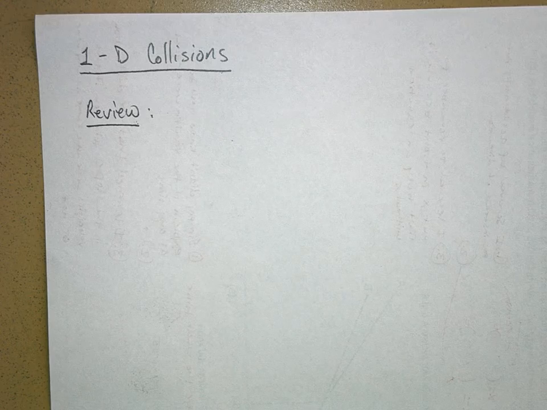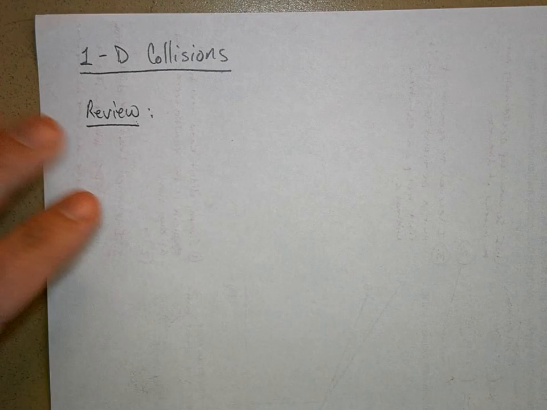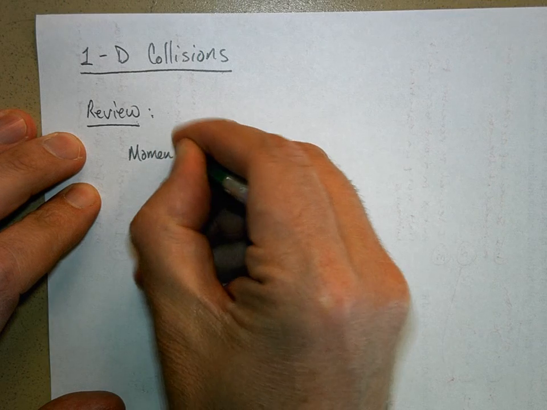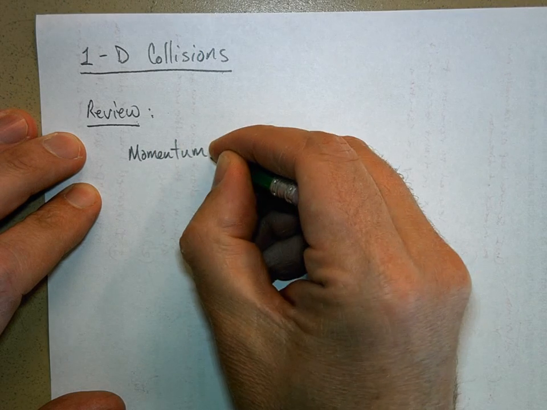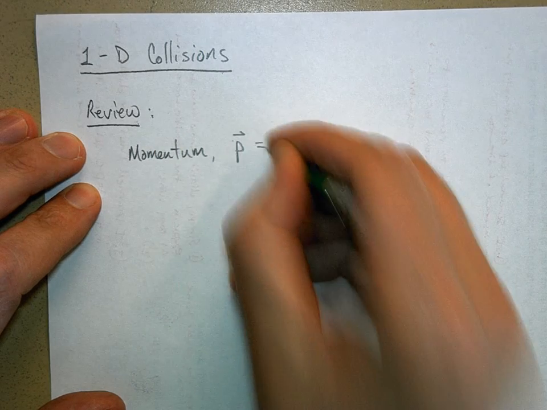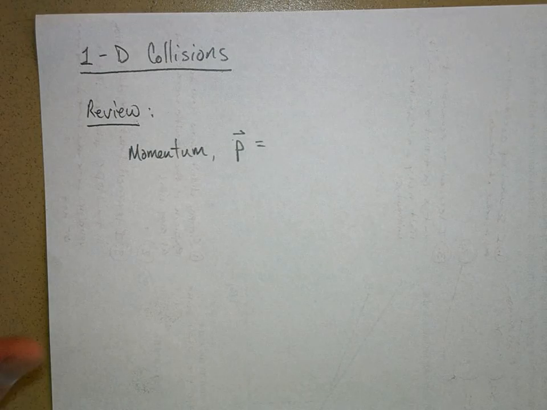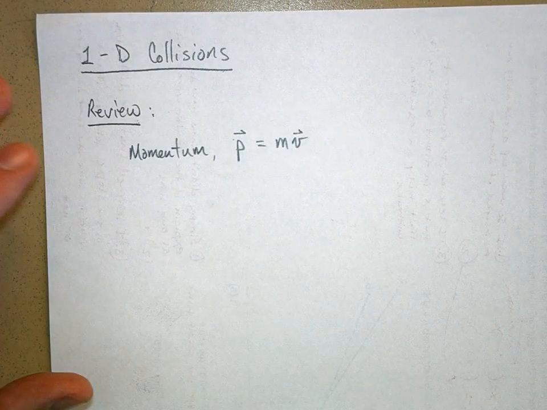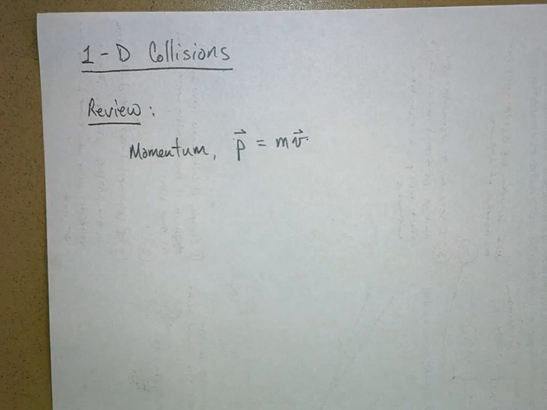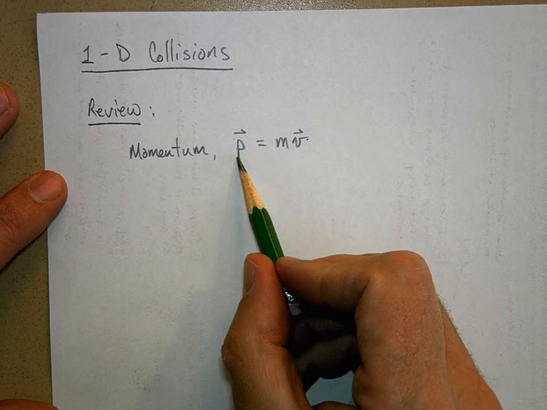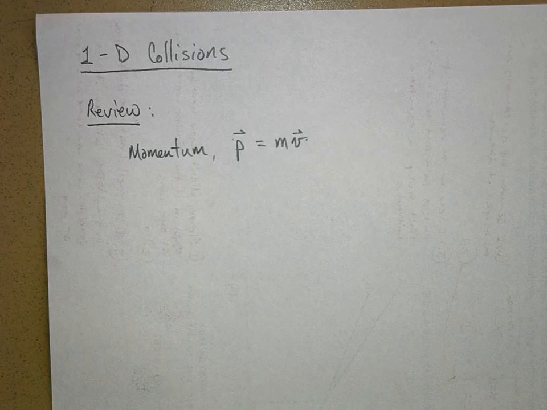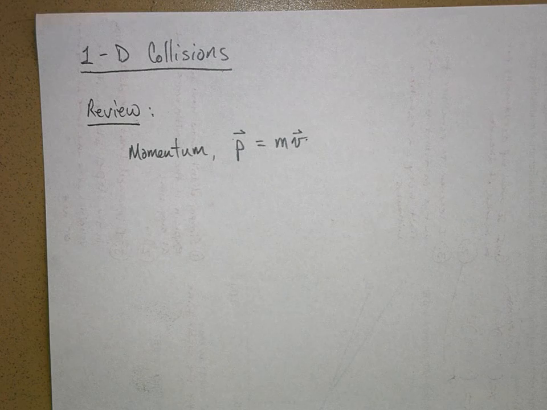We defined momentum, and we use a letter P for momentum. We said that the momentum of an object is just quite simply the mass of the object times its velocity. Notice it's a vector, okay? And the direction of the momentum is just the direction of your velocity. You're just multiplying the velocity by the mass of the object.